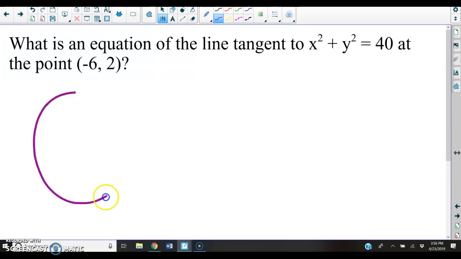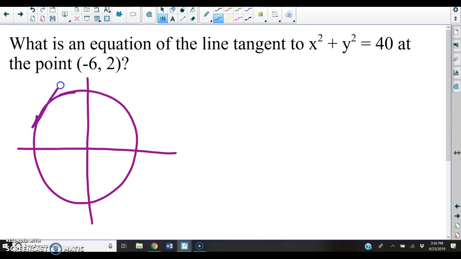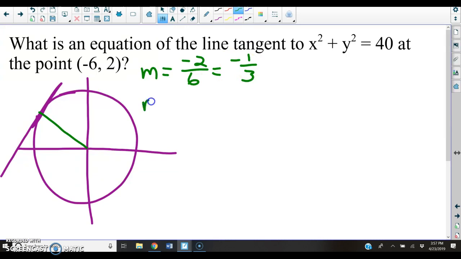So, draw myself my circle. I'm not an artist, never pretended to be. Over here is my line. So it's going to be perpendicular here. So the slope of my green line is down 2 over 6, right? Negative 1/3. So the slope of the perpendicular is going to be the reciprocal and opposite, so positive 3.